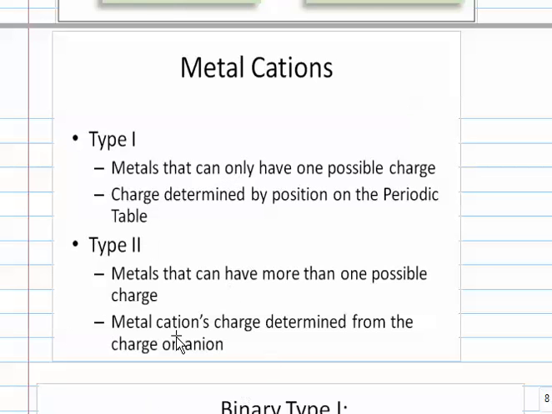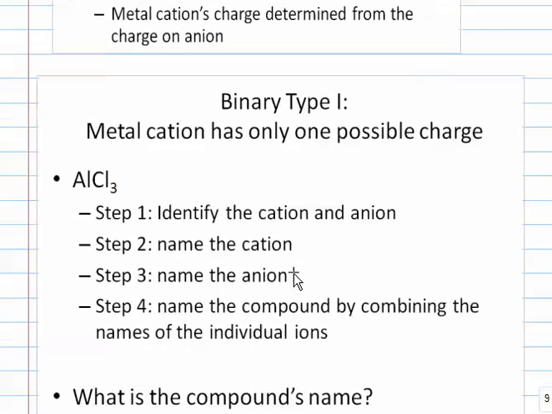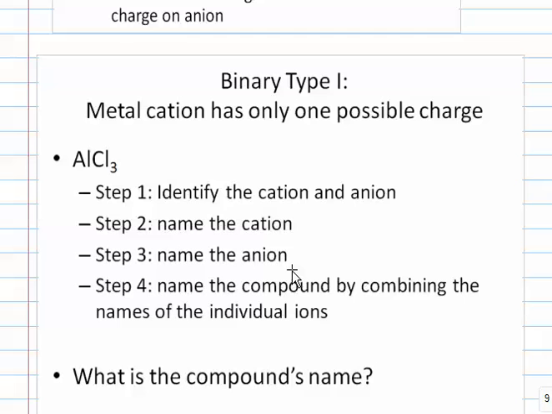Our type 2 metals typically are transition metals, though not always. There are a few examples that are not transition metals, but these will be things like iron, which can have two different oxidation states. We can have an iron ion with a +2 charge. We also have iron ions formed that have a +3 charge. And so we're going to have to figure out how to distinguish between these two different ions, and we'll go over those rules. For now, let's talk about the simple ones, these binary type 1 compounds.